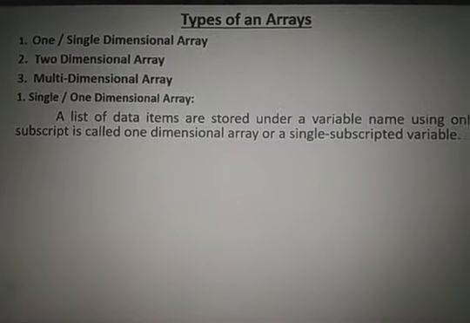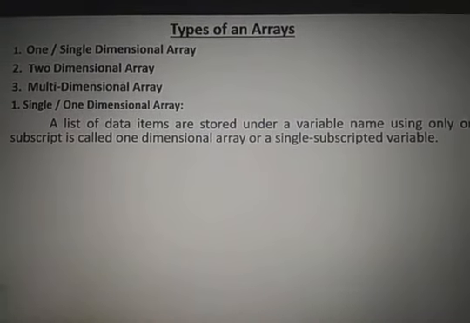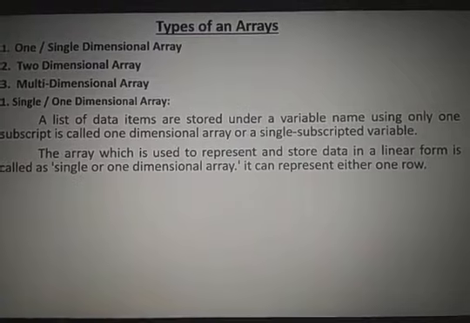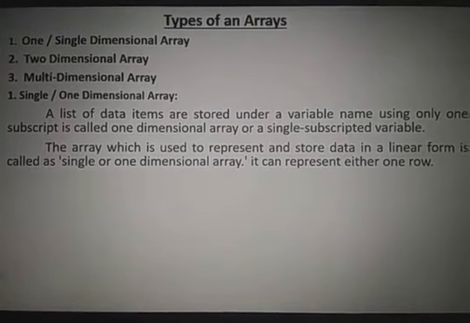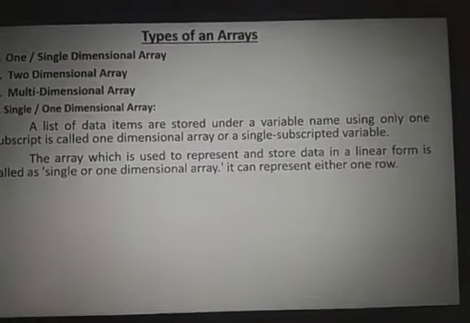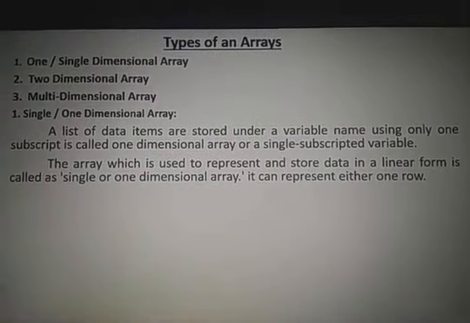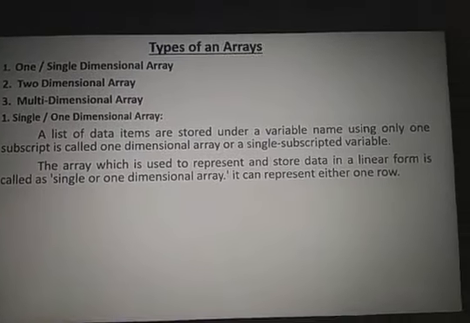First, the one-dimensional array. A list of data items is stored under a single name with only one subscript. The array used to represent data in a linear form is called a single or one-dimensional array. It can be either row-wise or column-wise. A one-dimensional array is declared using only one pair of square brackets. It means one variable can store multiple values only in the form of a row or a column.